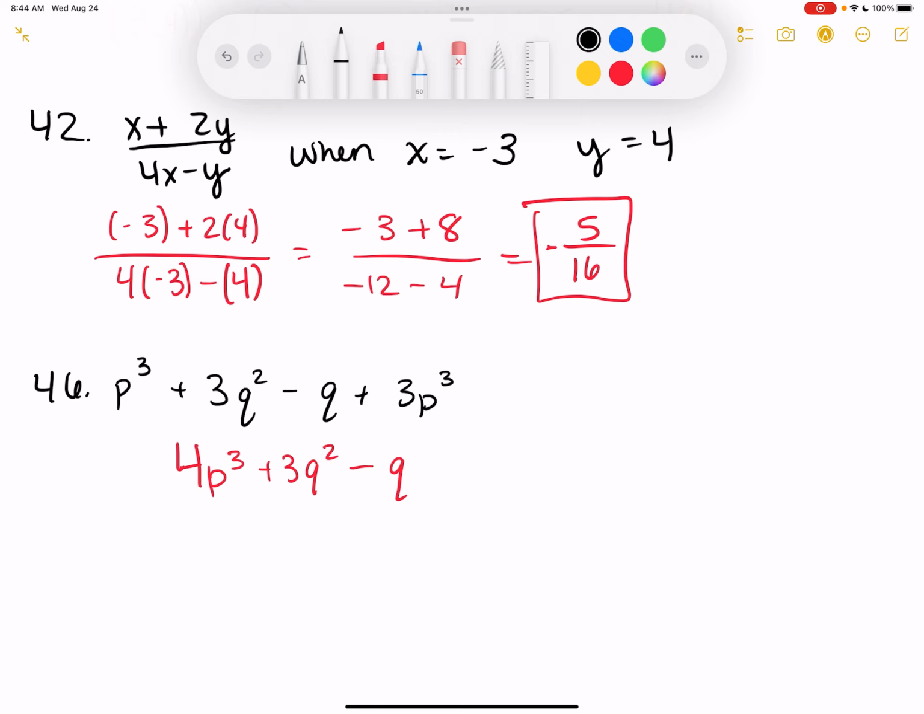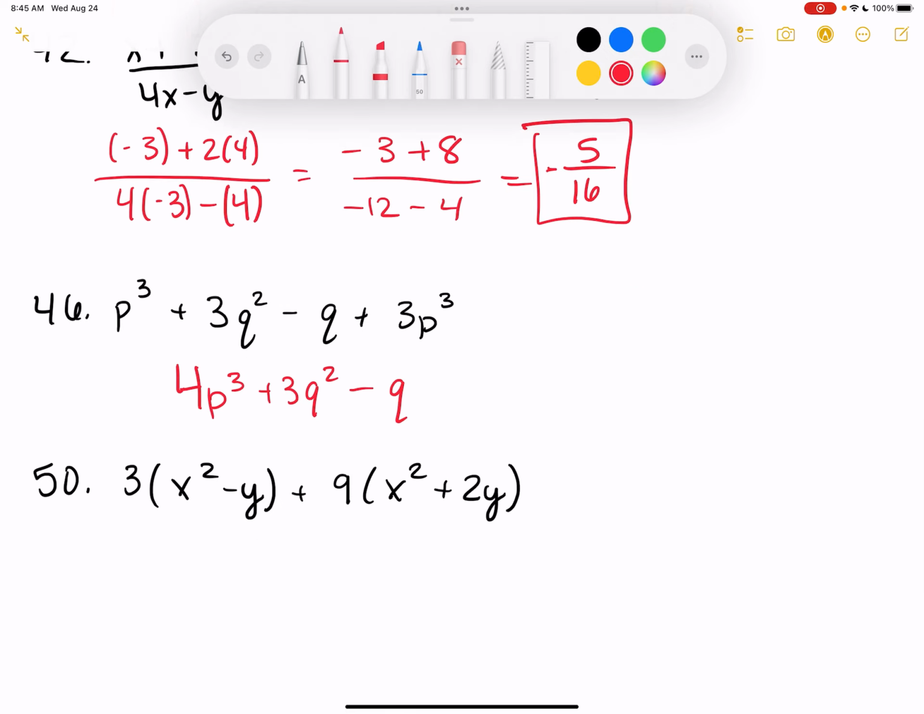Alright, last one. Number 50. 3 times (x squared minus y) plus 9 times (x squared plus 2y). So what do I get here? Or what do I need to do first, I guess? So I get 3x squared minus 3y plus 9x squared plus 18y. And then what do I have then? 12x squared plus 15y. Yep.